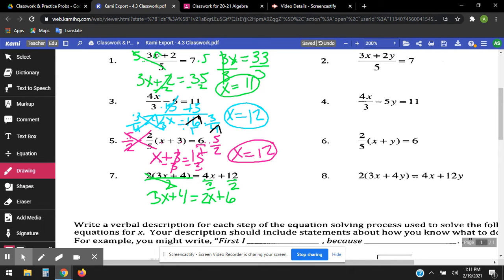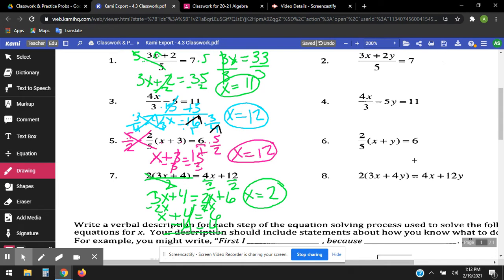Now I can get all my x's on one side and all my numbers on the other side. So I'm going to subtract 2x from each side. Those cancel. That gets me 1x, x plus 4 equals 6, right? 3x minus 2x is 1x. Now I can subtract 4 from each side. x equals, should be 2, right? 2 plus 4 is 6.